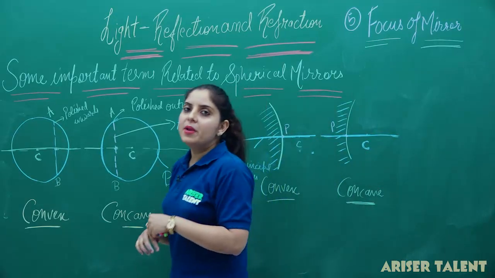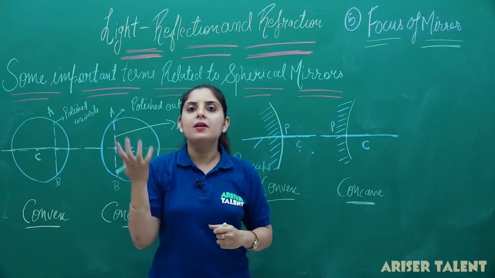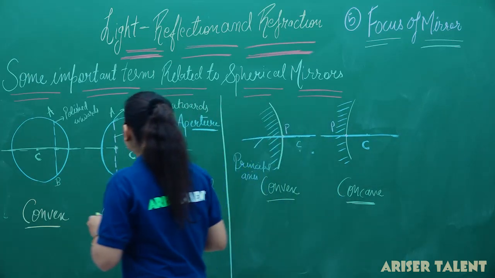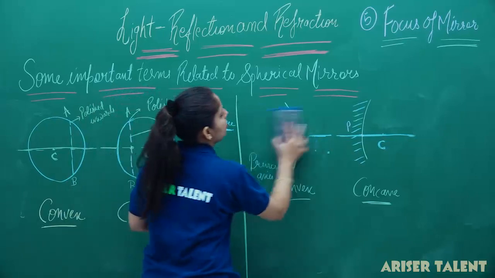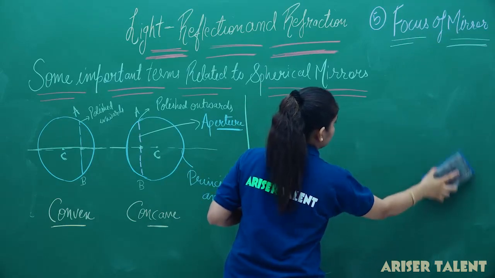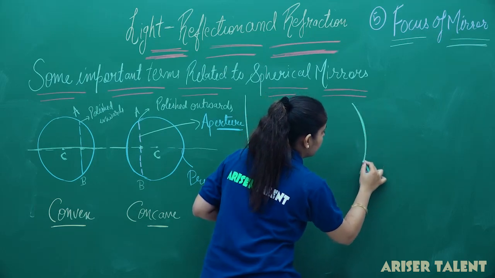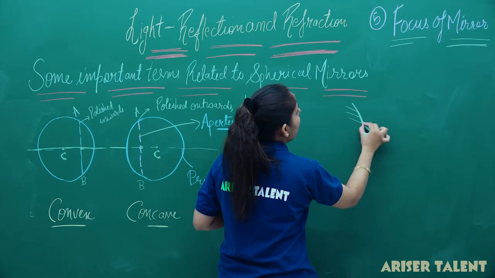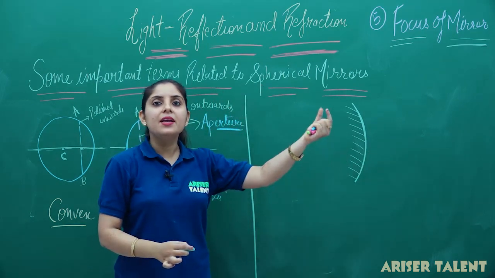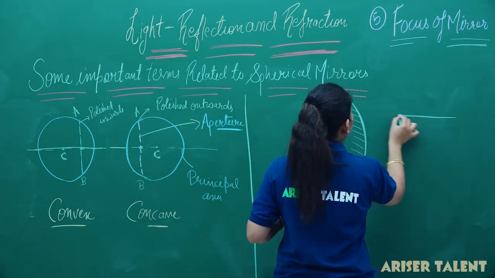The focus of a mirror is a point where the light rays after reflection meet, converge, or diverge at a particular point. If I draw a converging or diverging diagram for these rays, suppose this is our mirror and this is polished inwards. It means reflection in this mirror is going to take place from outside.